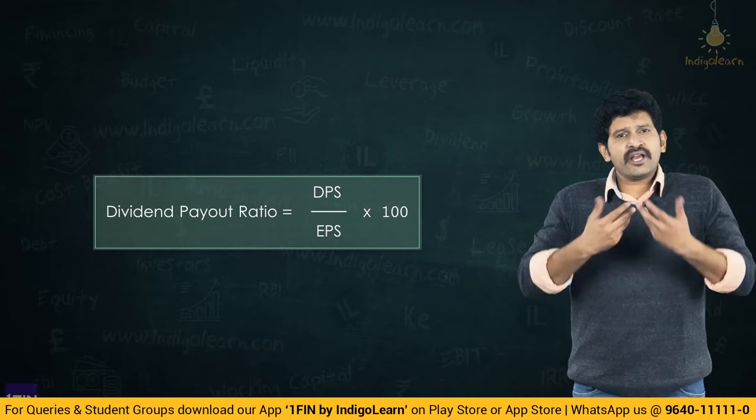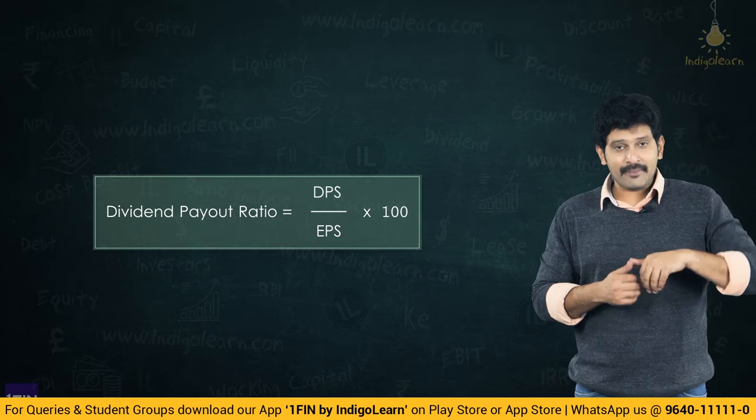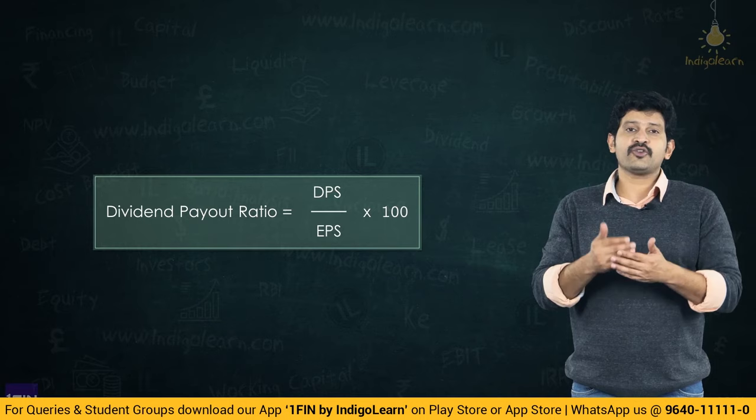The next one is payout ratio. Now, what payout are we talking about? Out of the earnings earned, how much is the company proposing to pay as a dividend? Therefore, the proposed dividend per share divided by the earnings per share is the payout ratio. We said it is an extension of profitability ratio only. Therefore, we'll multiply it by 100, so we'll call it a percentage.